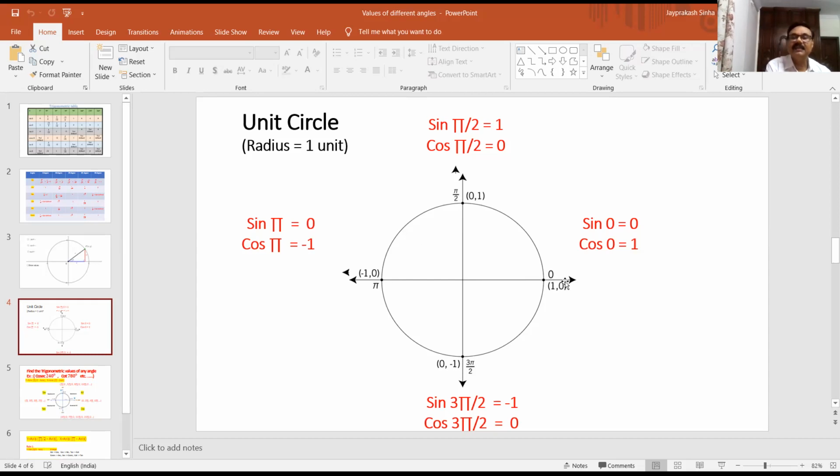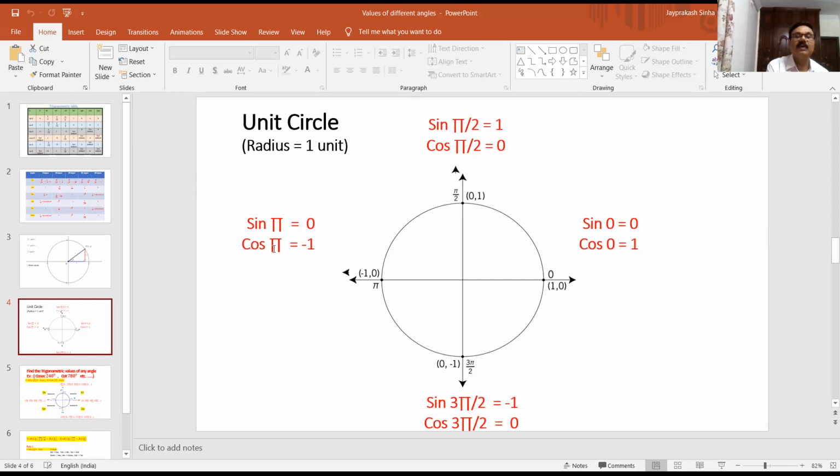See here, the first value, the x coordinate, gives the value of cos 0 and the y coordinate gives the value of sin 0. The first one will give the value of cos. So cos 0 degree is equal to 1 and sin 0 degree is equal to 0. Here similarly, the first value will give the value of cos. So cos pi by 2, that is cos 90 degree, is equal to 0 and sin pi by 2 is equal to 1. Here at this point the coordinates are -1 and 0.